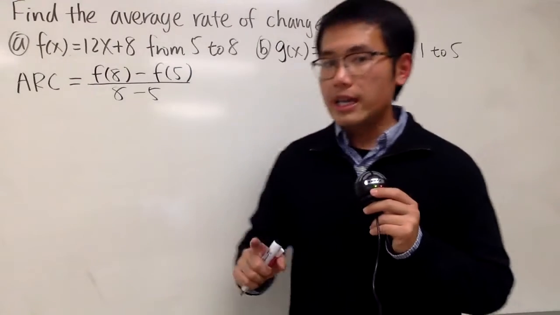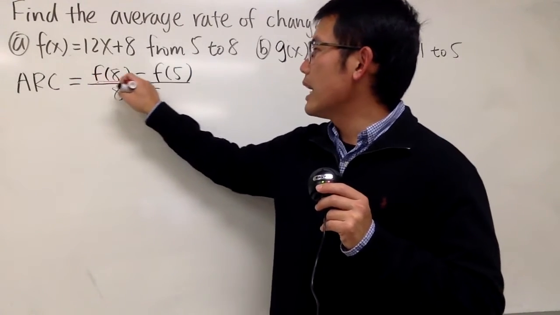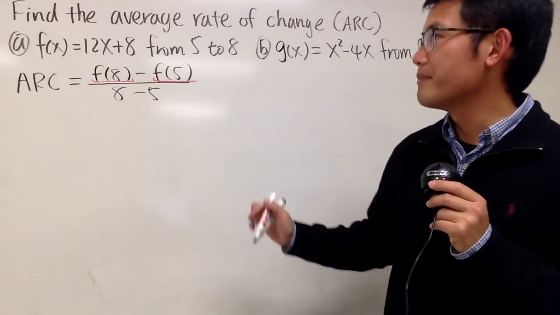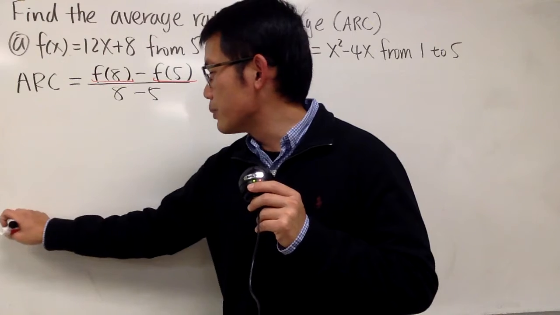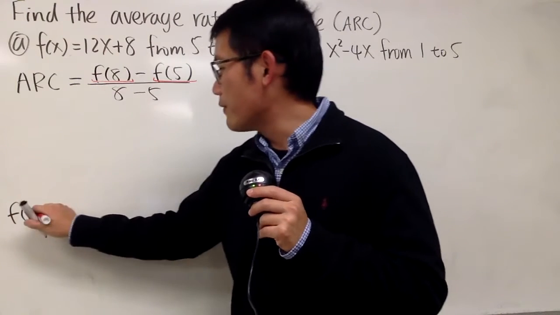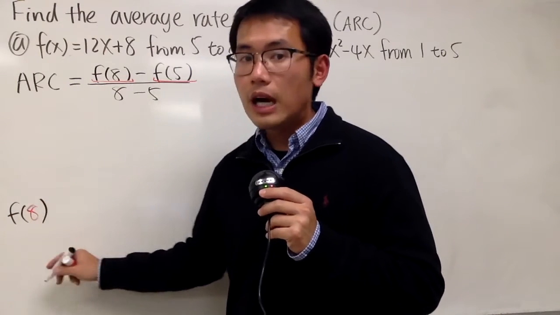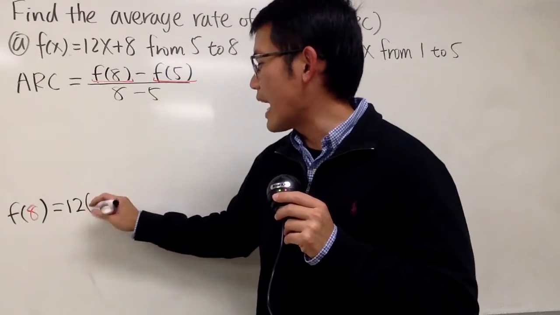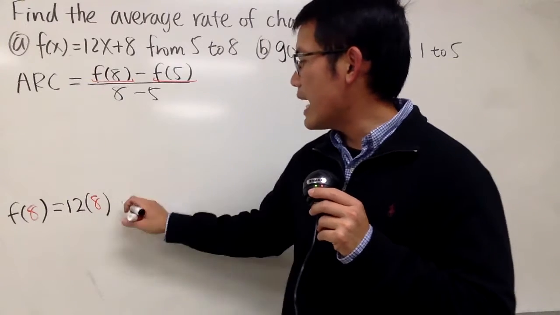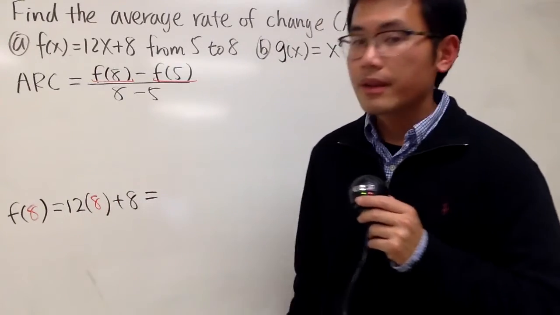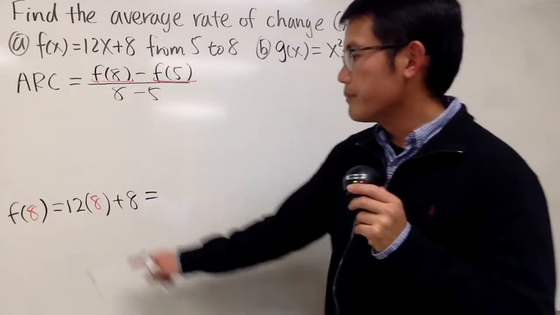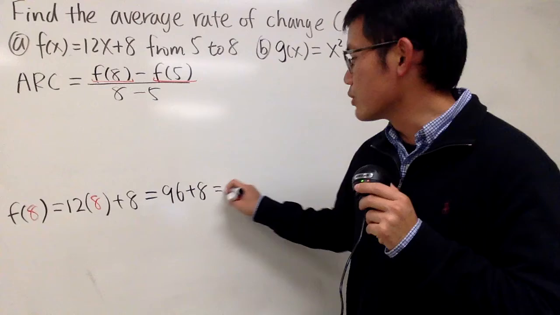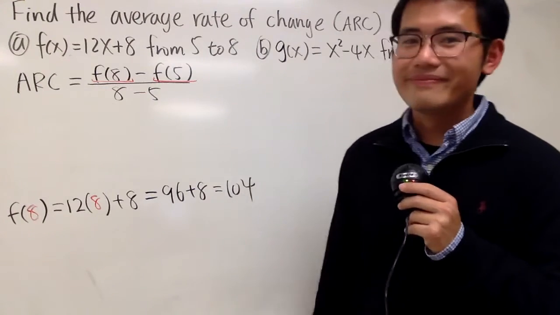Okay, I will recommend you guys to work this out separately, and then we'll see what happens at the end. So have a look here. Let me just put this down right here for you guys. Let's look at f of 8. Well, for this, all I have to do is put the 8 in here, so we have 12 times 8, and then we add the 8 after that. And now for this, you can just work it out real quick. This right here is 96 plus 8, which is going to give us 104.